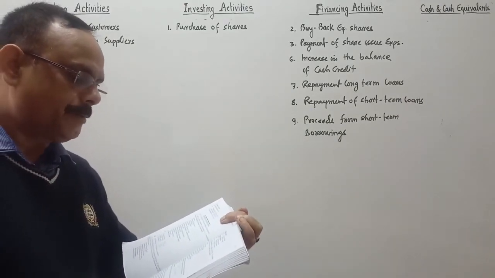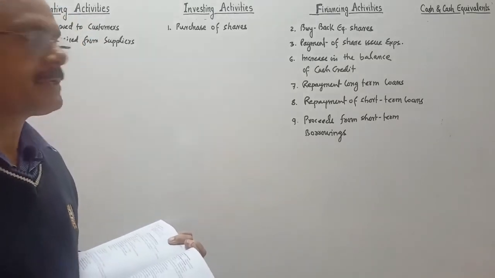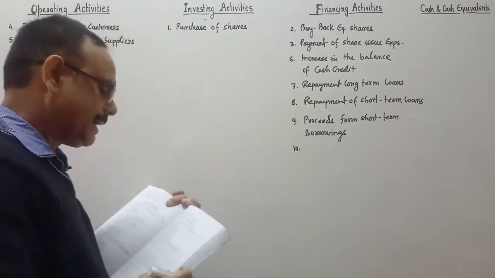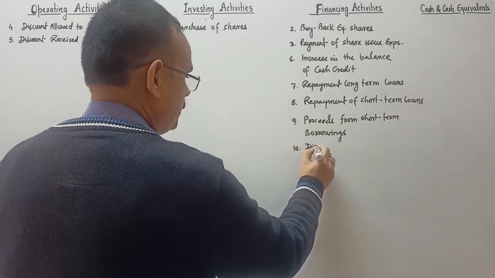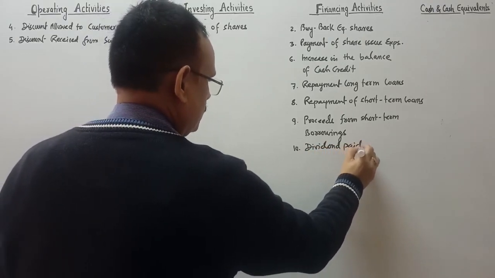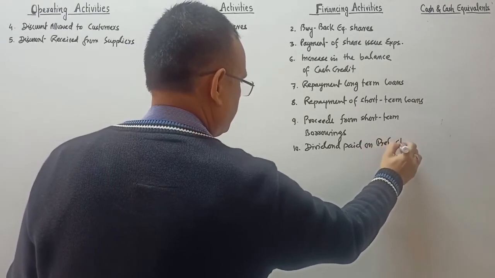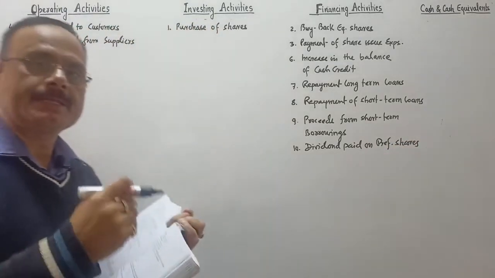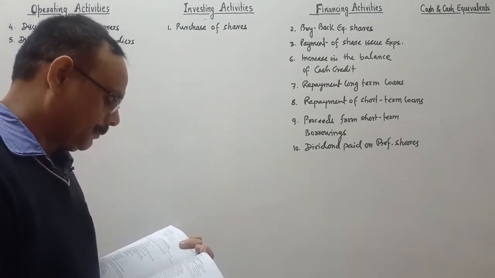Next is dividend paid on preference shares. When we pay the dividend, this comes under the financing activities. Dividend paid comes under the payment of dividend, on preference shares or equity shares. These all come under the financing activities. Under the financing activity, it is an outflow of cash.